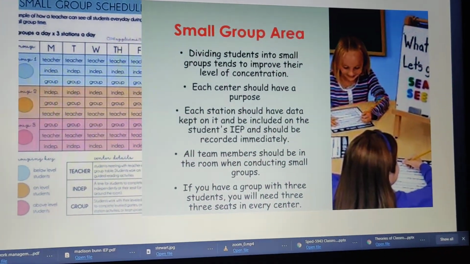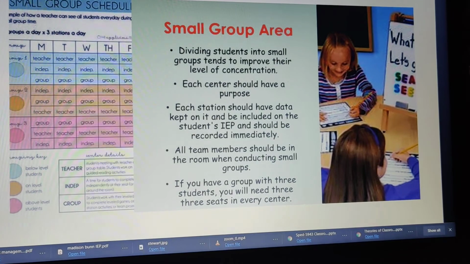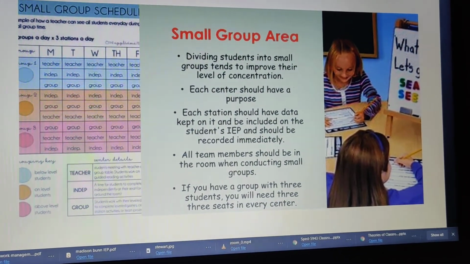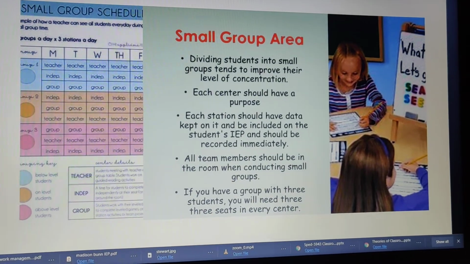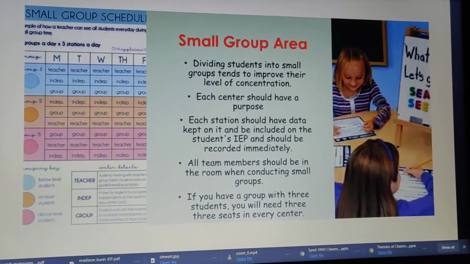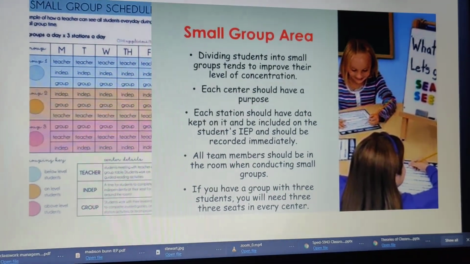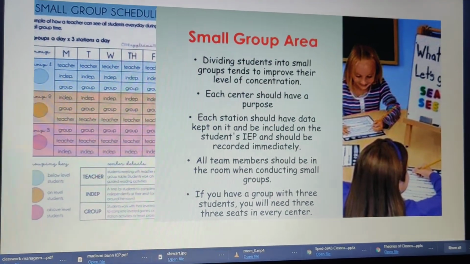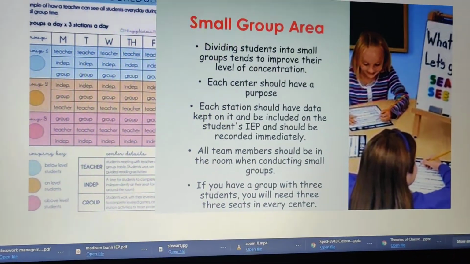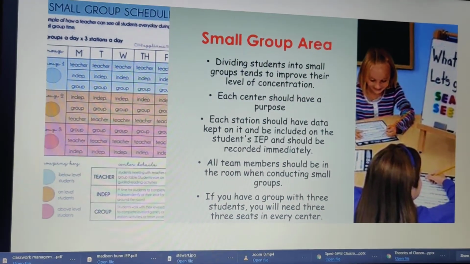Small group areas should be divided into smaller groups. That helps to tend to the level of their skills of concentration. Each center should have a purpose, so you should have a math, a reading, a language arts. They should have data kept in, so that we can keep that up in their IEPs and continue to monitor them.